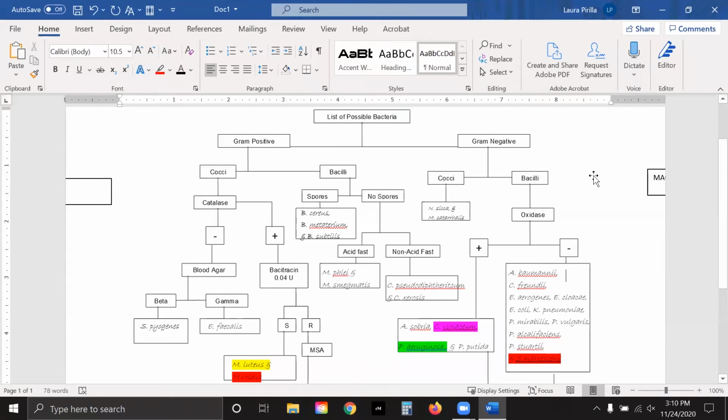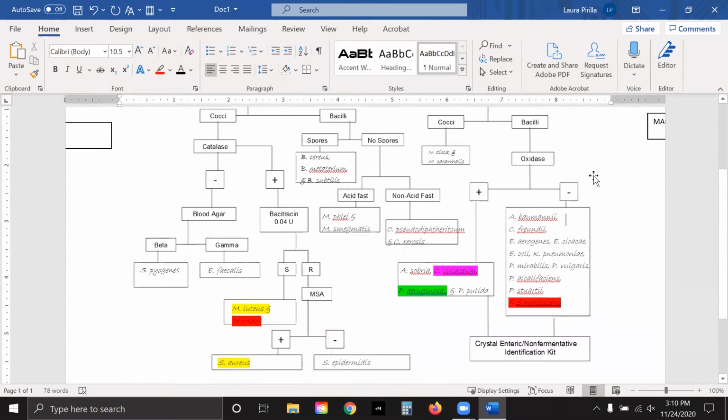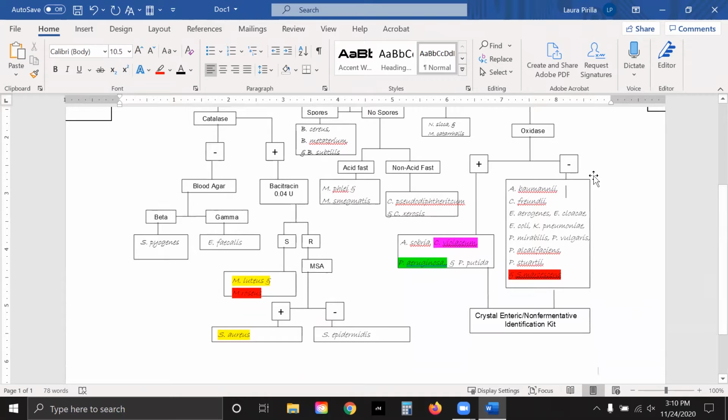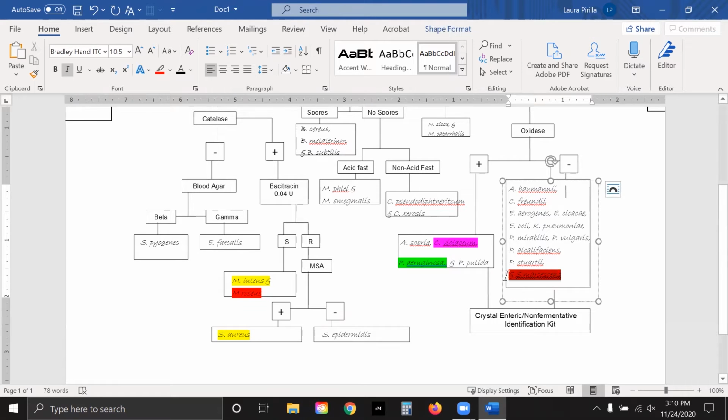So here we have our flow chart, and it's all filled in with all of our organisms. The first thing I did was I went through and I color-coded all of the organisms that I know are pigmented, because that would be a really easy giveaway. If you saw one of those colors, it would give you only one or two possibilities depending on the color. So when we look at your blood agar, we saw no pigmented colonies. So we can just get rid of these because we know that's not what you have.